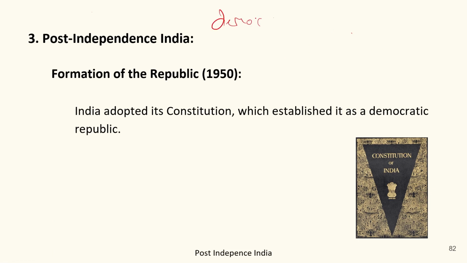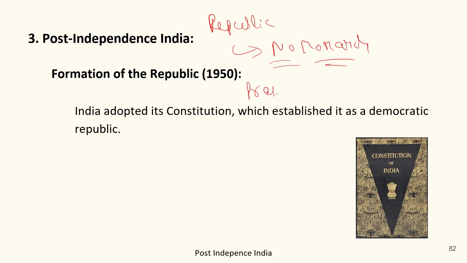Second one was democratic. Simply means that the Indian government is elected in every 5 years. Got it? So we have a democratic government. And the last one was republic, which means no monarch or no king. The head of India is the president, who is elected, not nominated or selected on the birth basis.